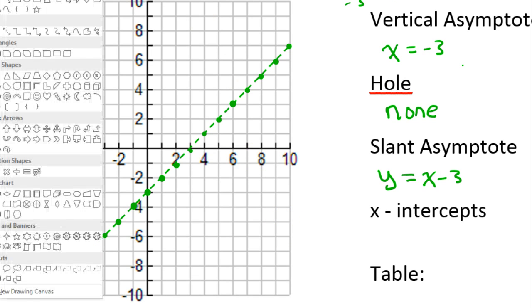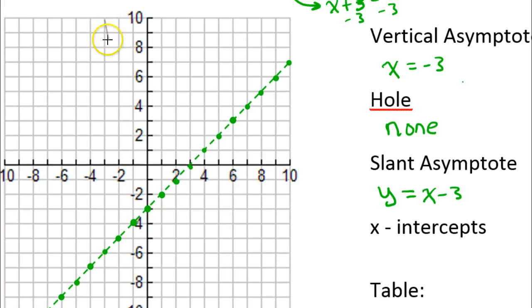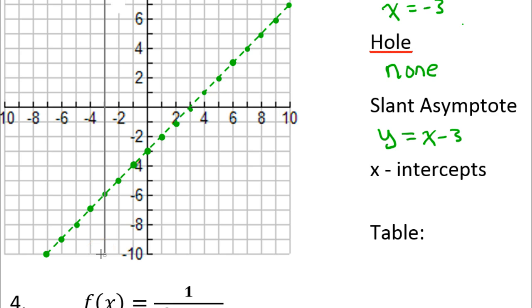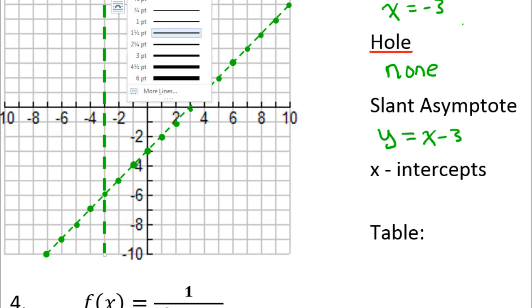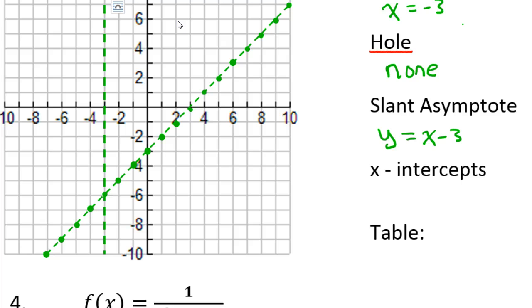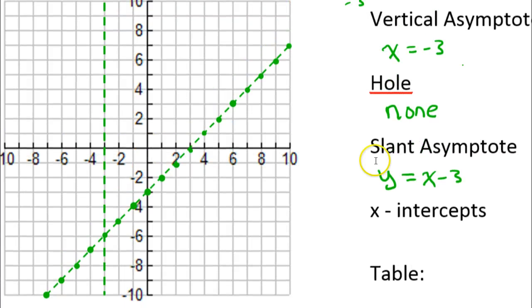Okay, so I'll just do that quickly. So here we are at -3. Okay, so there's my vertical asymptote as well as my slant asymptote. So we've done all that. So I might as well come down here now and talk about x-intercepts.